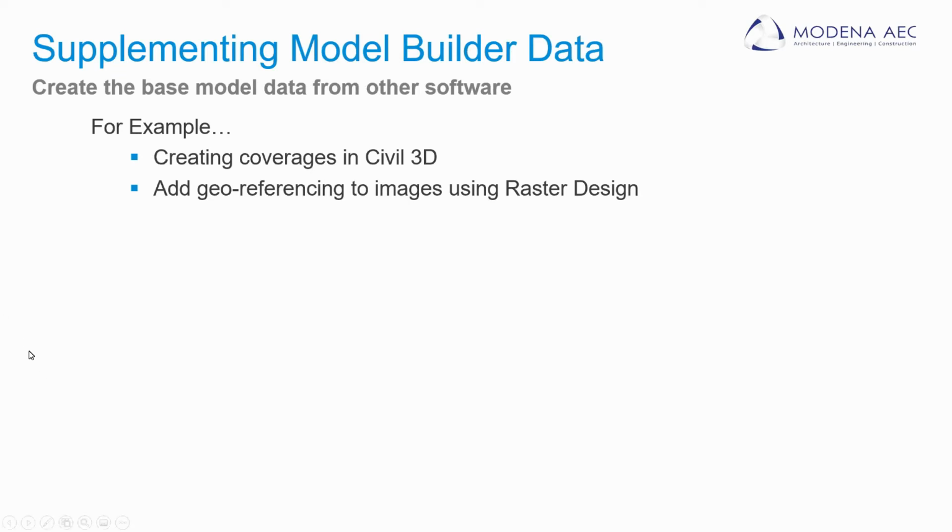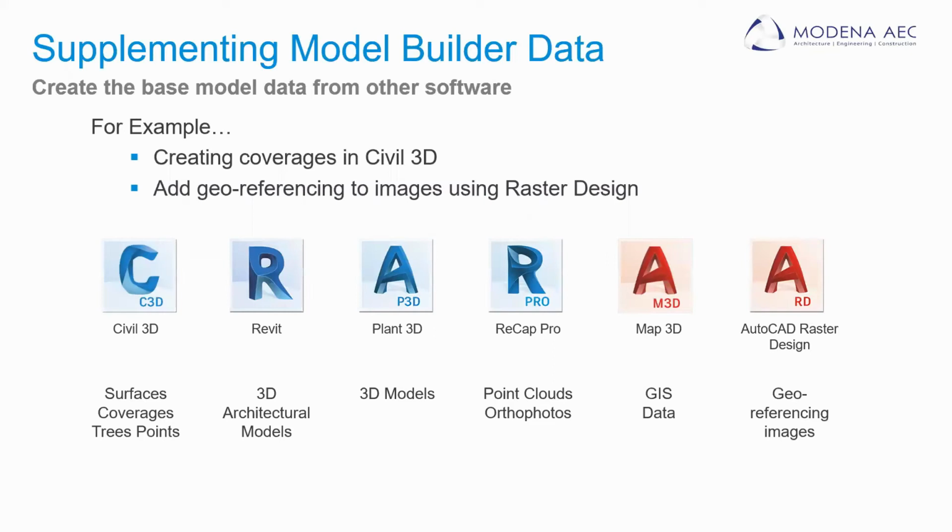When supplementing your model builder data, there are some examples. It creates coverages in Civil 3D and adds georeferencing to images using Raster Design. Here are some examples of objects that can be imported from other software into Civil 3D and the workflow that takes place between them. So with Civil 3D, you have surfaces, coverages, and tree points that you can bring into Infraworks. With Revit, you can bring in 3D architectural models.